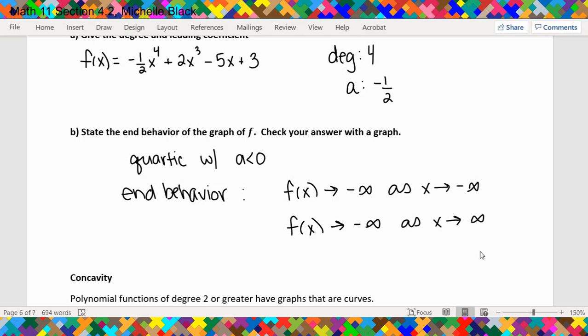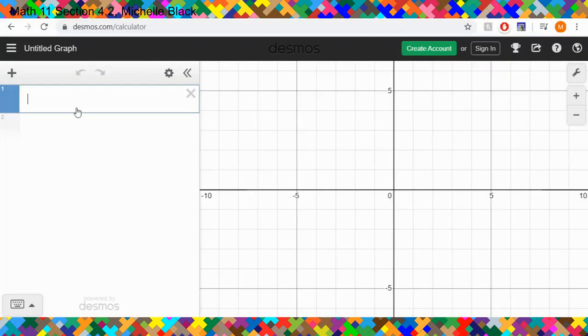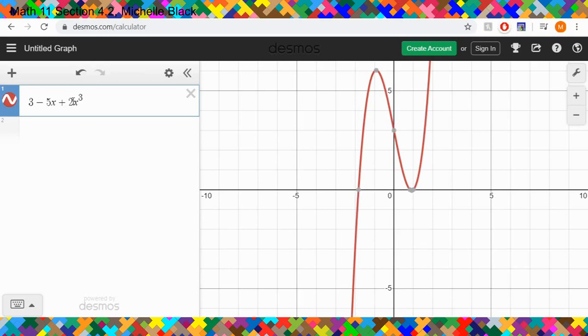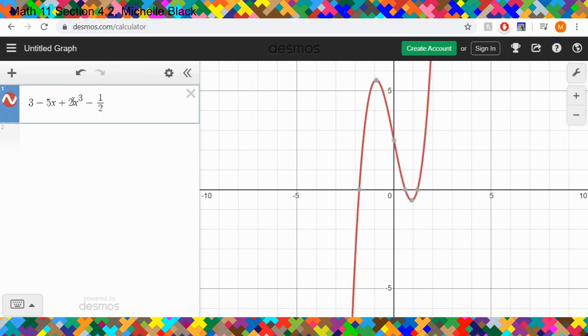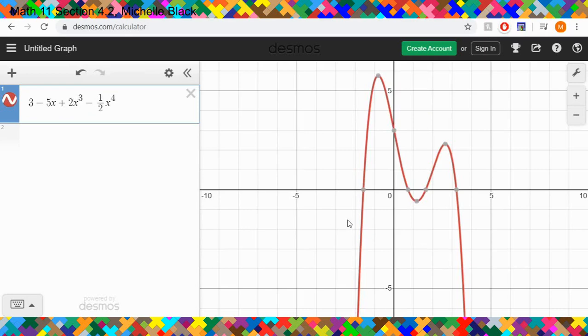Okay, it says to check your answer with the graph, so I'm going to utilize a website called Desmos. And I'm going to type in the function that we were talking about. So we have 3 minus 5x plus 2x to the third minus 1/2 x to the fourth.